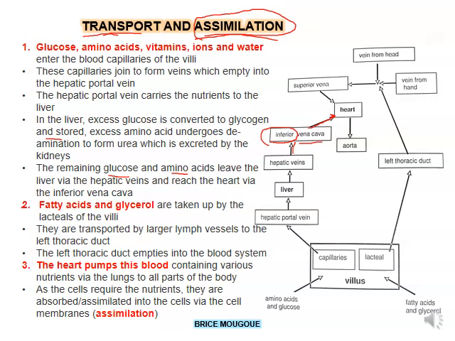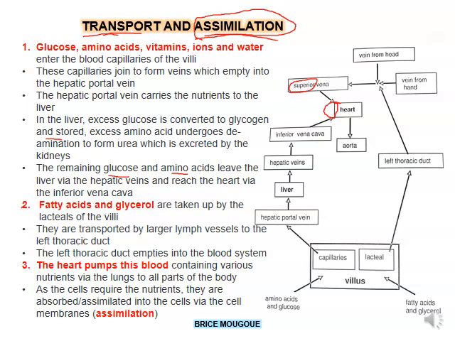We'll talk about what happens from there. It enters through the right side of the heart. That's where the vena cava, there are two of them, the inferior and the superior, make contact with the right side of the heart. So we'll look at what happens from that point.